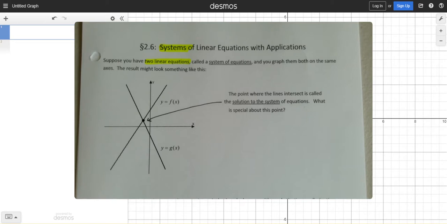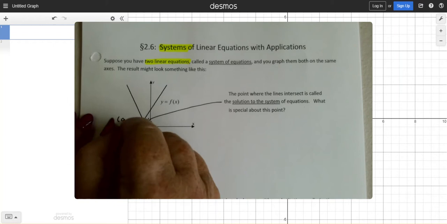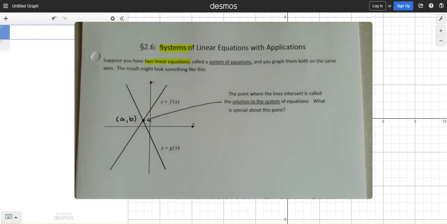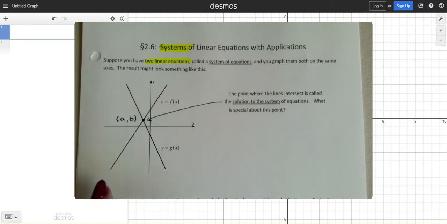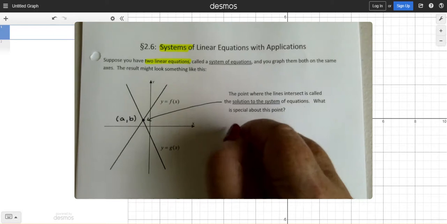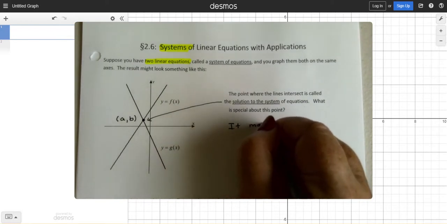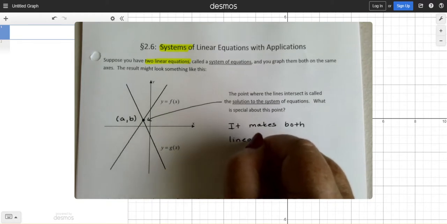What's actually special about that point? Well, if that point is, let's just call it (A, B) for now, then when x is A and y is B, it makes the first equation true because that point is on this line, and it also makes the second equation true because the point is on that line. So what's special about this point is it makes both linear equations true.